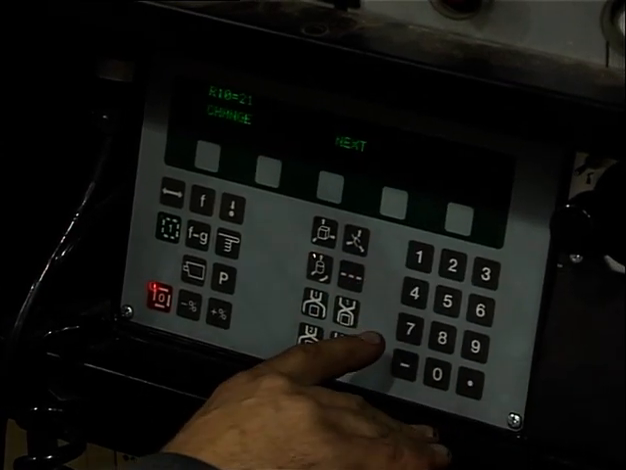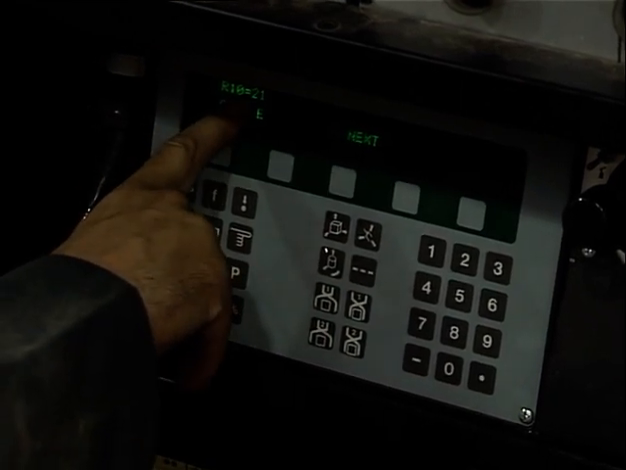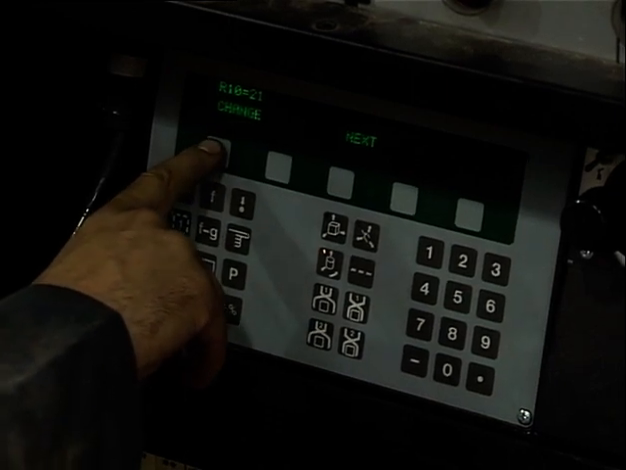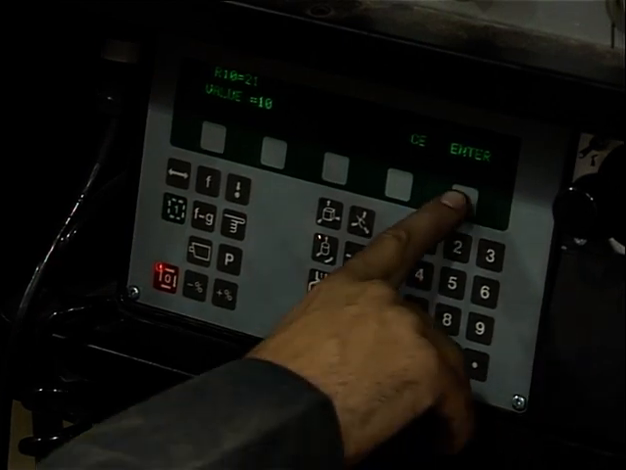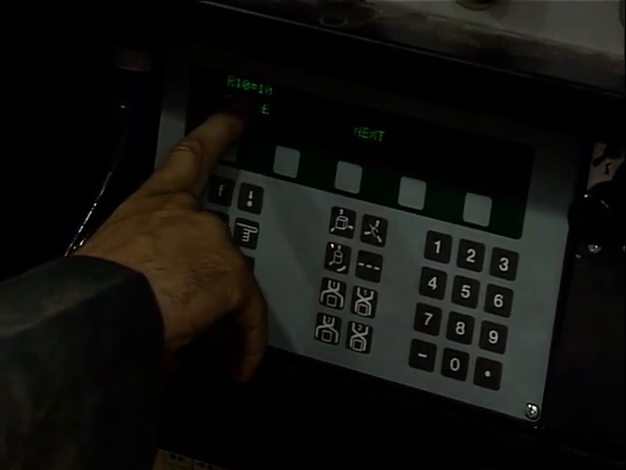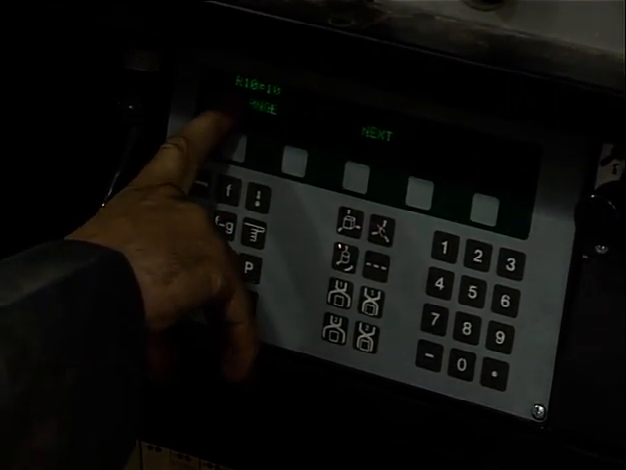Enter. And we see that we must change the quantity because it is on 21. And we have said that we have 10 layers. Change value 10. So you see that we have defined 10 layers on the first stack, stack 10.